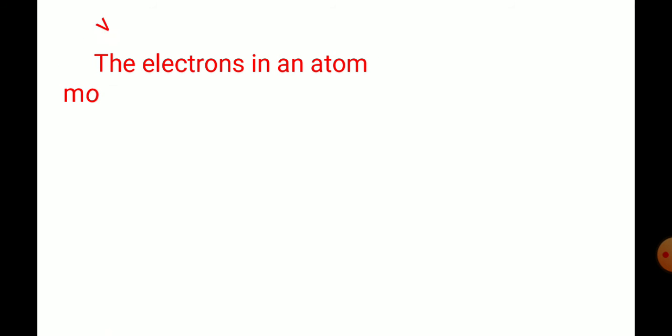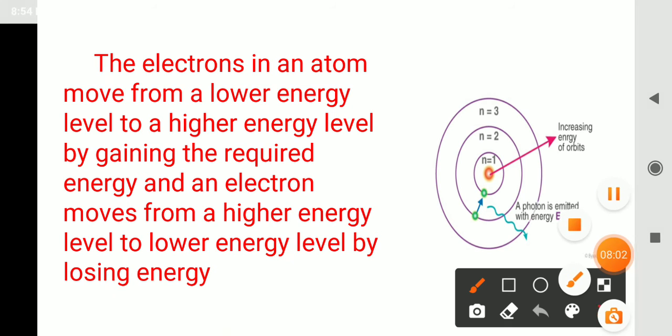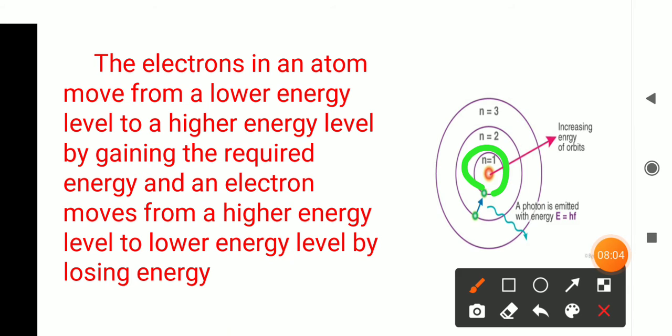It is also a very important one. It is telling about the motion or the jump of an electron from one energy level to another energy level. How can they jump from the first shell to the second shell, or from the second shell to the first shell? Look here, the electrons in an atom move from a lower level to a higher level by gaining a particular amount of energy. Here the picture is very nicely given.